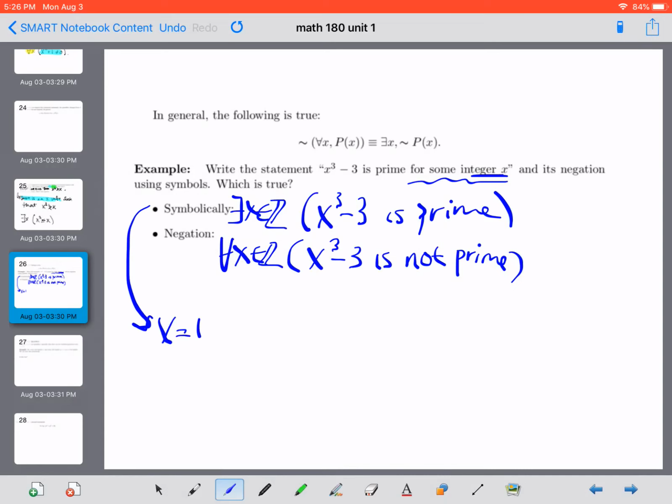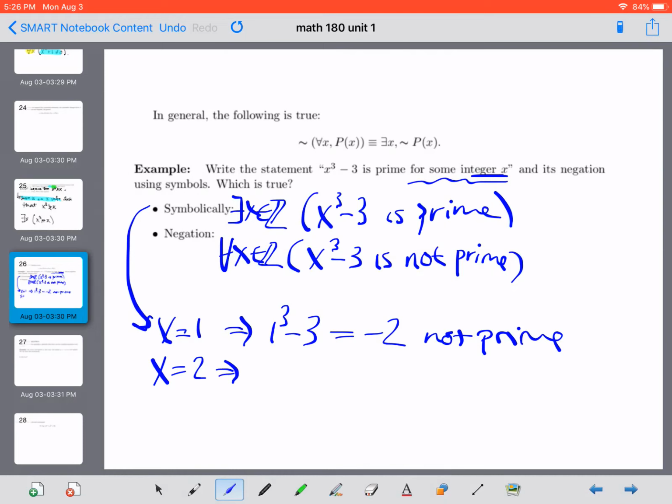If I tried x equals 1 as my witness, it's not true that 1 cubed minus 3 is prime. This gives you negative 2. Negative numbers are not prime. So this doesn't work as a witness. But that doesn't mean that there isn't a witness, it just means 1's not the witness. So let's try another potential witness. When x equals 2, we'd have 2 cubed minus 3 would be 8 minus 3 would be 5. Aha, 5 is prime.